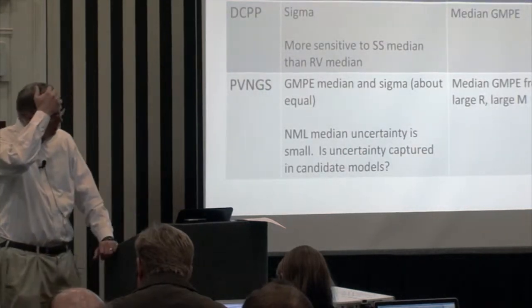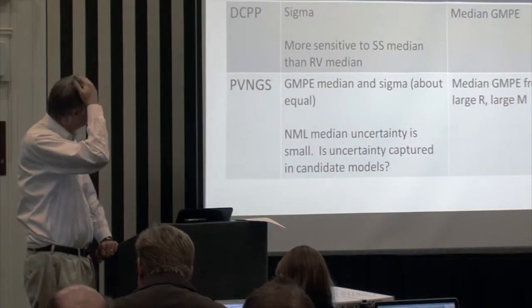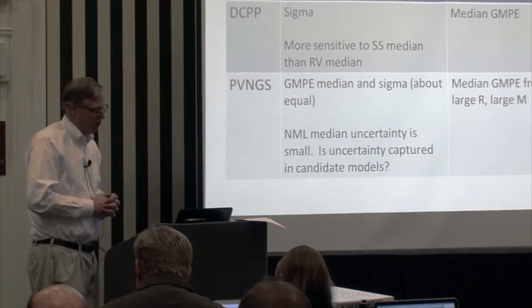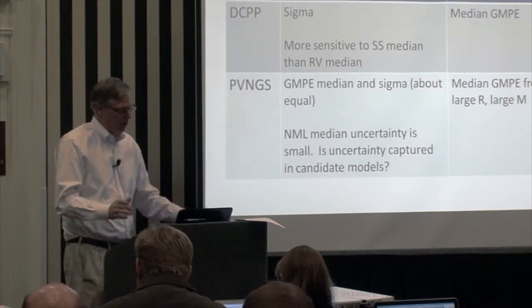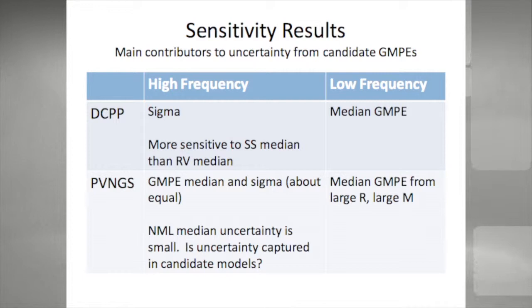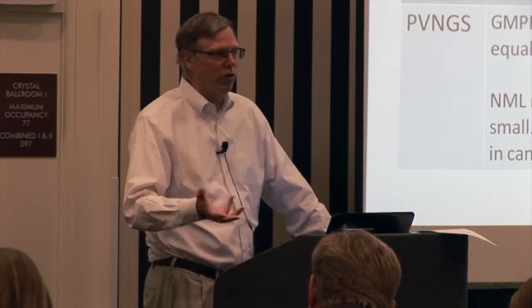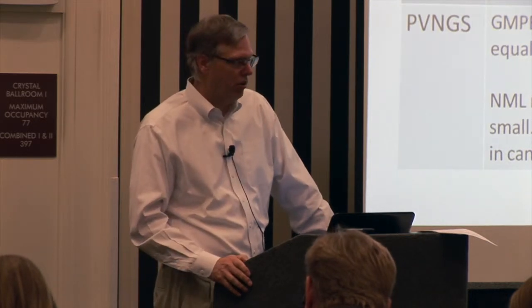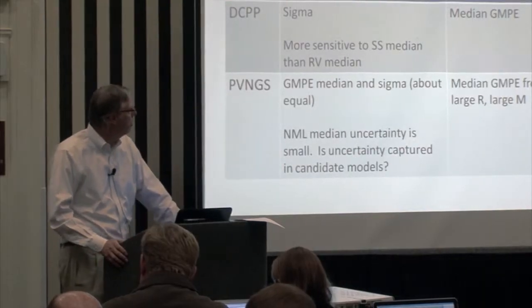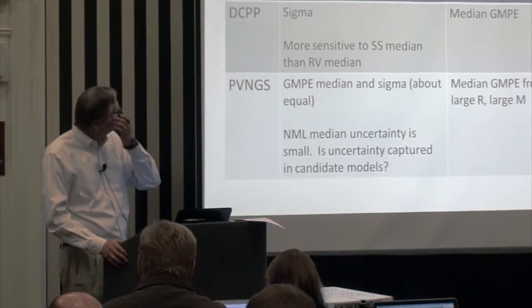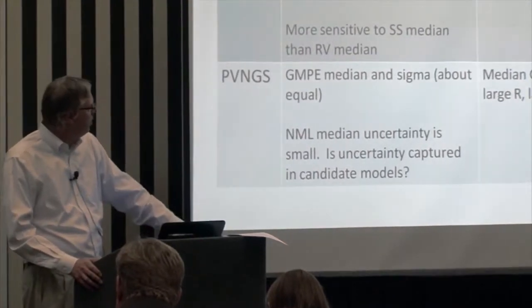From the sensitivity analysis for hazard that was shown yesterday, there were the big picture things. For Diablo Canyon at high frequencies, the main controller from the current candidate GMPEs is the standard deviation model. And on the medians, it's more sensitive to the strike slip model than it was to the reverse model, even though the reverse model itself is probably more uncertain. And this has to do with the relative contributions of the activity rates of the faults. At long periods or low frequencies, the median GMPE part was dominant.